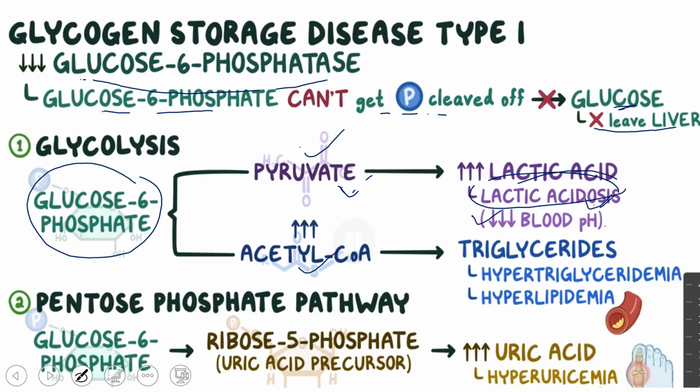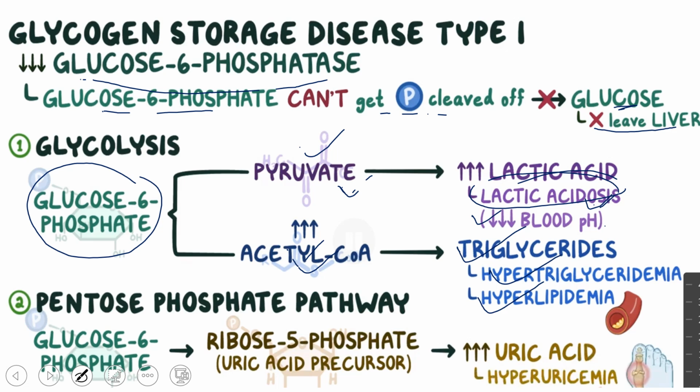Similarly, when acetyl coenzyme A conversion increases because of this glucose 6 phosphate, this acetyl coenzyme A will be used for triglyceride synthesis. So more triglyceride synthesis ultimately leads to hypertriglyceridemia and hyperlipidemia also. At the same time, because we are not able to convert glucose 6 phosphate to glucose, the body will not have a sufficient amount of glucose, so hypoglycemia will be there.